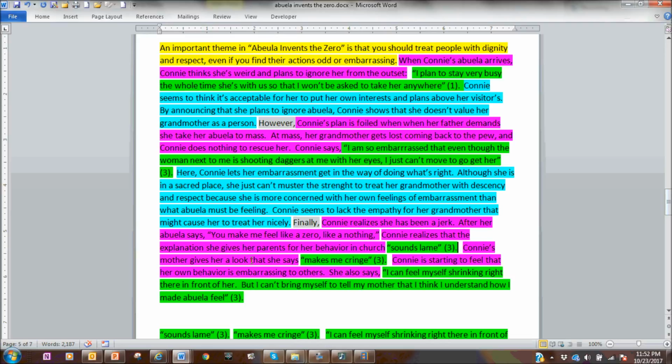Okay, Connie's mother gives her a look that Connie says "makes me cringe." And then Connie is starting to feel that her own behavior is embarrassing to others. She also says, "I can feel myself shrinking right there in front of her, but I can't bring myself to tell my mother that I think I understand how I made Abuela feel."